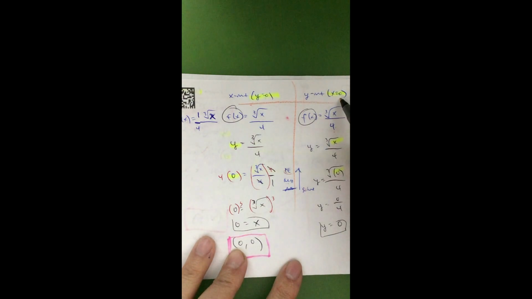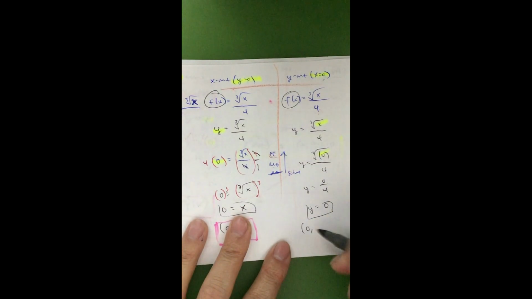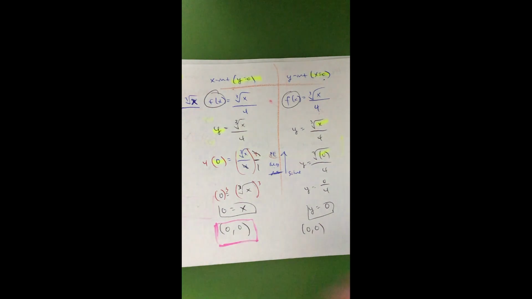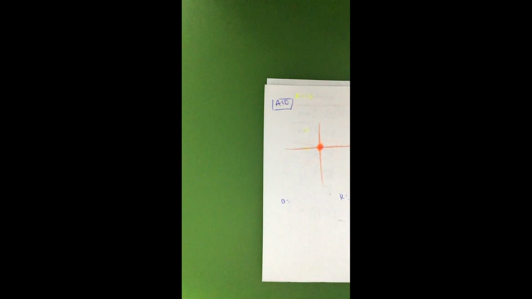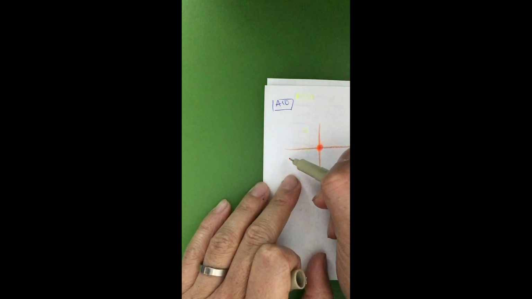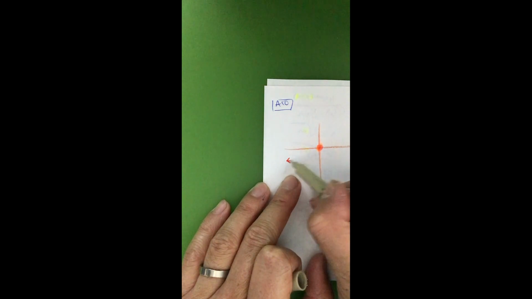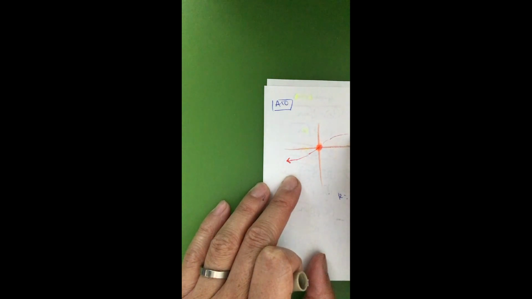Okay, when x is 0, y was 0, and that is our y-intercept. Let's put it on our graph here. Just think back to our parent function. The question is, what do you think happened with that divided by 4? It's really your a value.